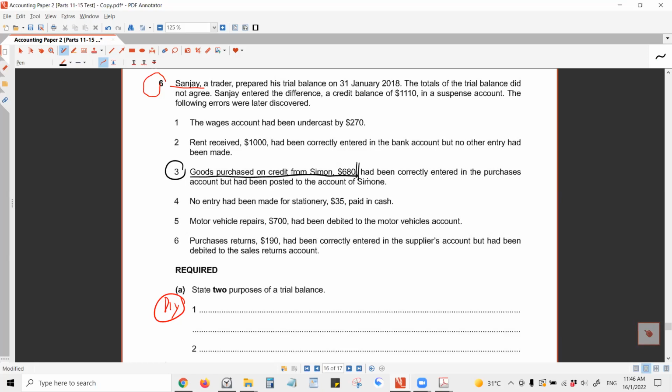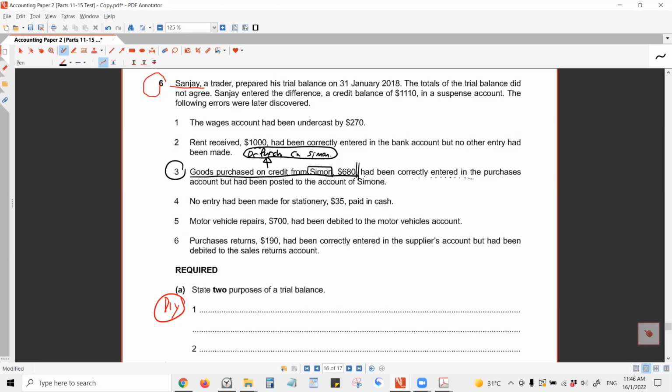Never continue to read the rest of the error before you have determined what should be done. Buy goods on credit from Simon. What should be done? Should have debited purchases, credited Simon. Come up with this yourself first. Determine what should be done first, then only you see what they have done.